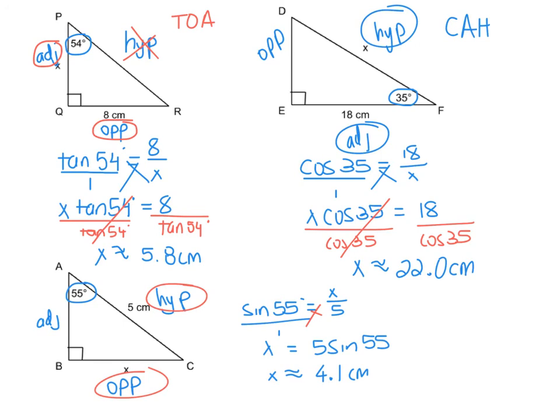So that's it for solving for sides. So you label your triangle based on the angle that's given to you, but never the 90 degree. And then pick your ratio using the side that you want to find and the side that you are given. And then you just cross multiply from your ratio setup.